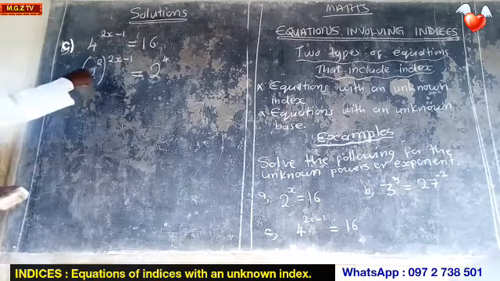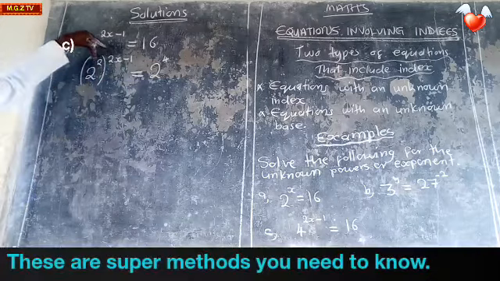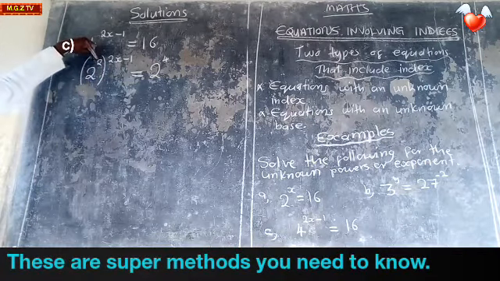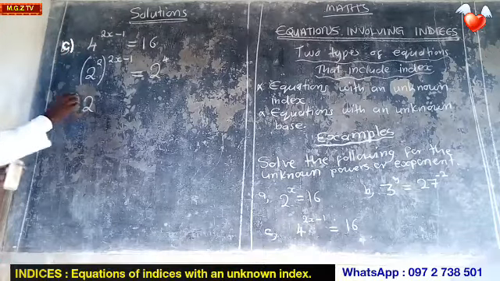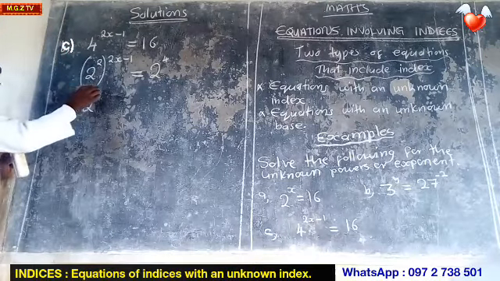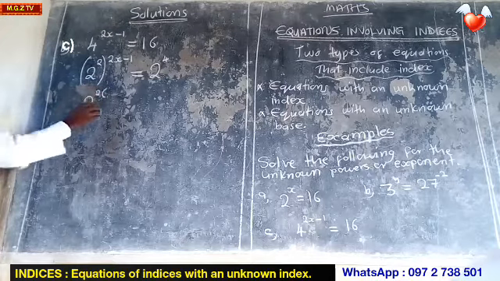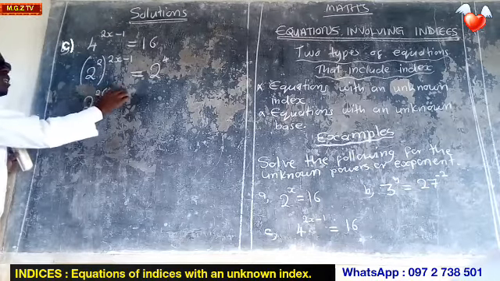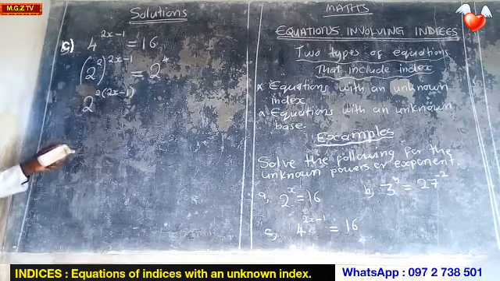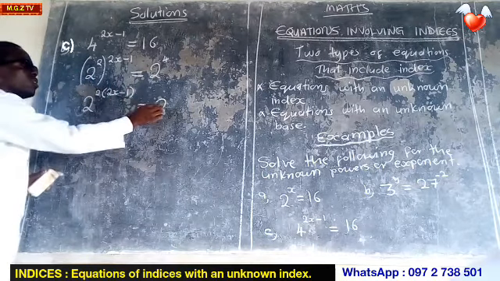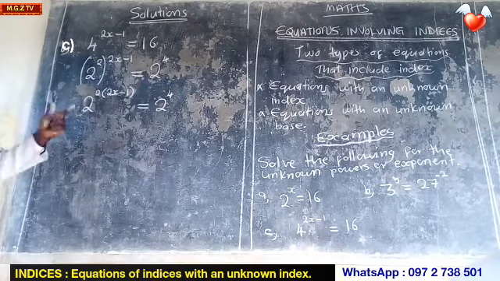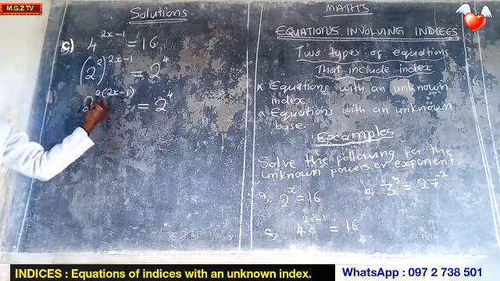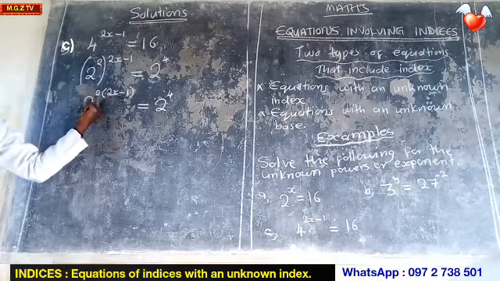Here, we have a power inside and a power outside. Under repeated powers, we multiply the power inside by the power outside. So you write 2, then this 2, it is now 2, open brackets, then 2x minus 1, close, equals 2 to the power 4. Who is lost here?